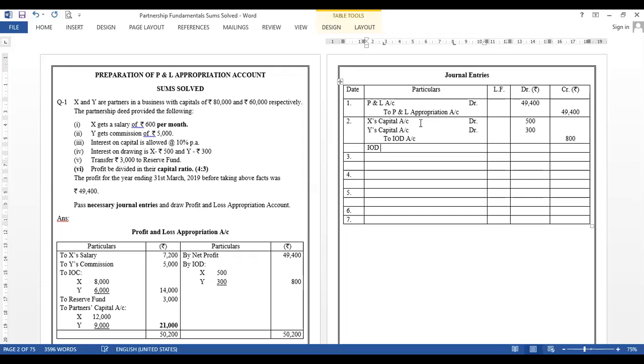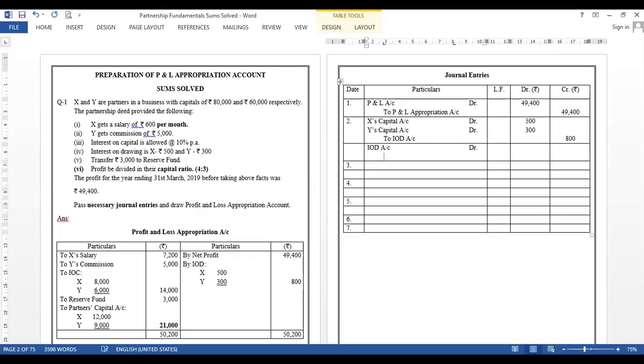Interest on drawings account debited to profit and loss appropriation account. That's very correct. To profit and loss appropriation. ठीक है. 800, 800. Okay. Next one. अब ये क्रेडिट वाला तो अमाउंट हो गया.